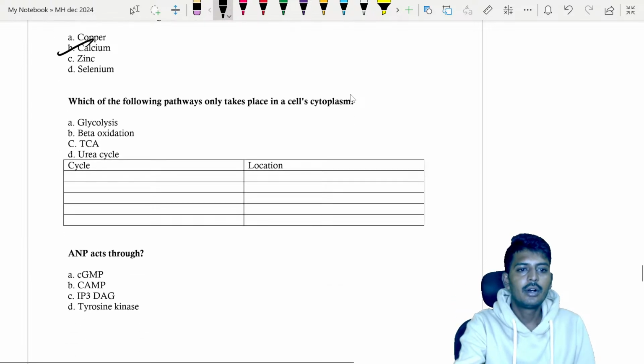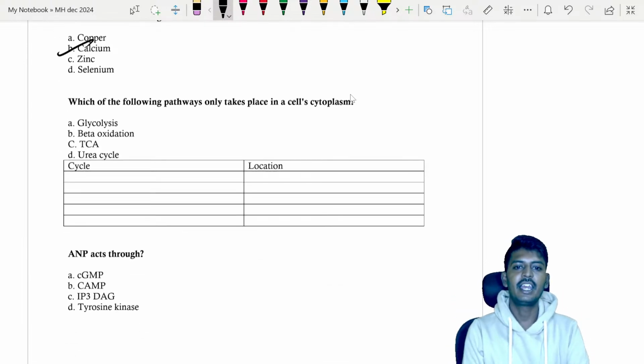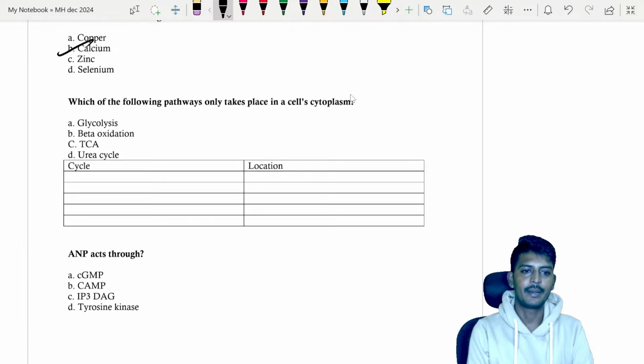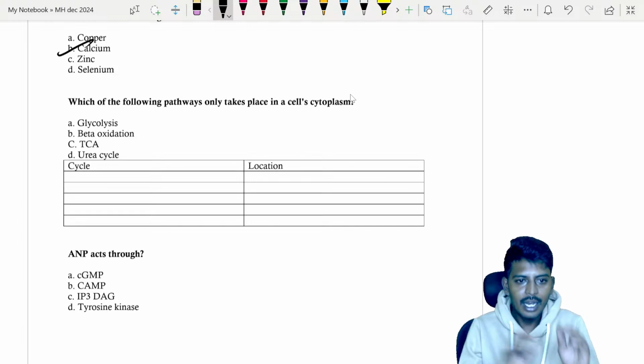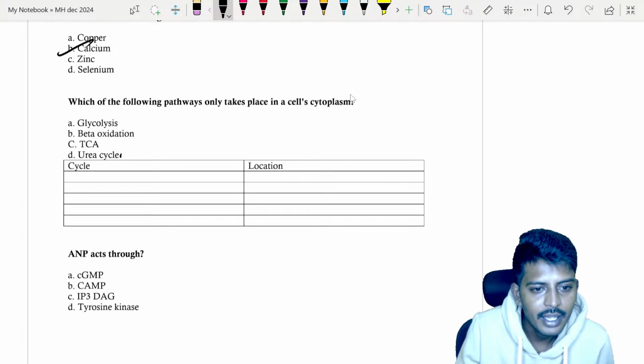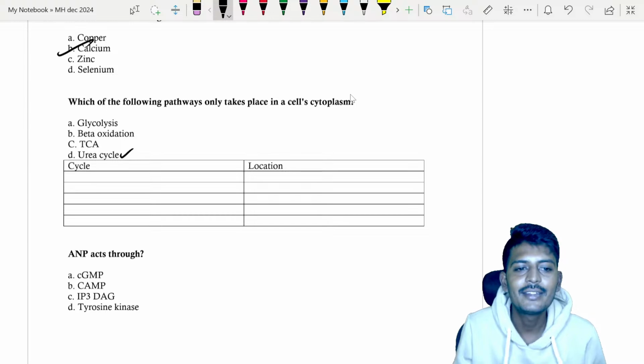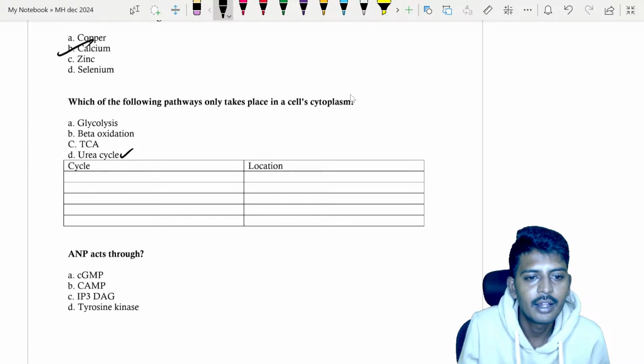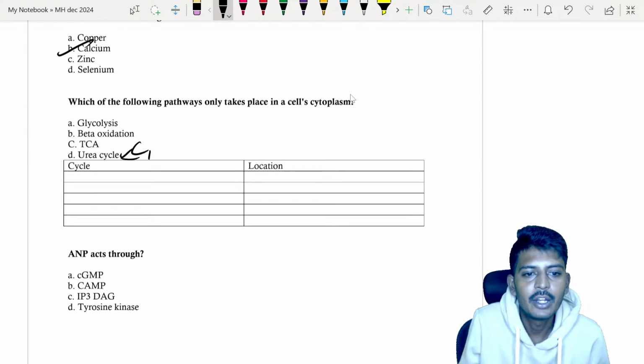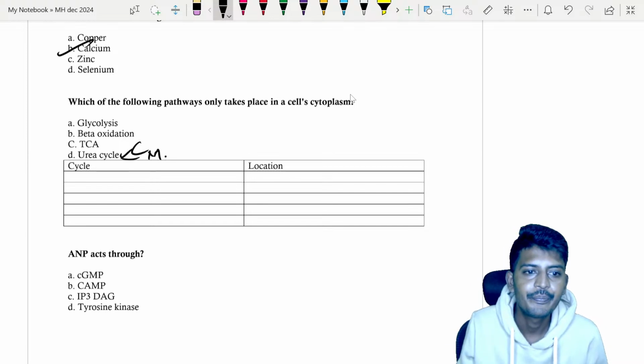Okay. So, which of the following pathways takes place only in the cell cytoplasm? Let's look at the options. Urea cycle. Let's start from the urea cycle. Urea cycle occurs where? Yes, the urea cycle occurs in 2 places: that is your cytoplasm and mitochondria in the liver.